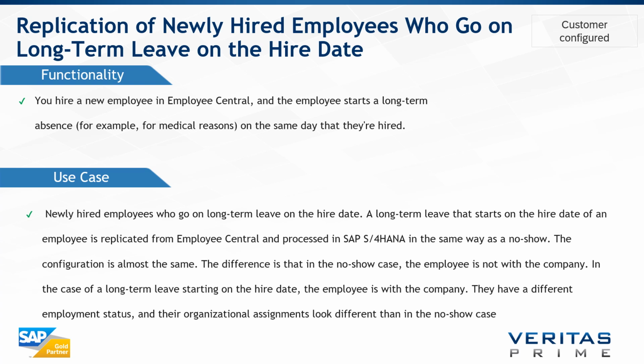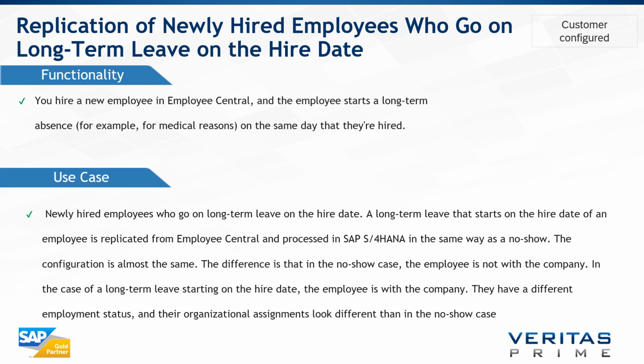So it usually used to go as no show in the system, and that's not the employment status the employee is looking for, because the employee is active with the organization, and hence the employee will look for employment status as active. So with this release, when an employee goes on long-term leave on the very same day that they are hired, the system is still capable of transferring this data from EC to S4 HANA system, and it will go as active status.